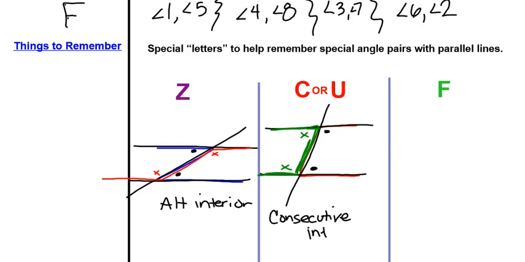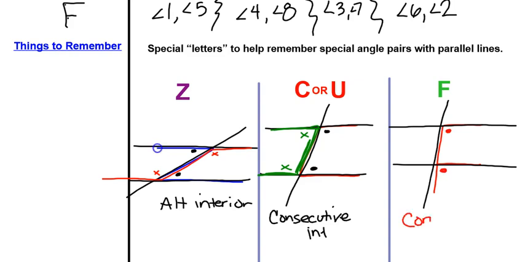And then the last one that we had was the F. And the F was this one. And if I draw my lines with my transversal, I have these two angles in the corners of my F. Those are the corresponding angles. And remember, those are any angles that are in the same corner. And when you trace those, you make that F. So hopefully that's something that can help remind you.